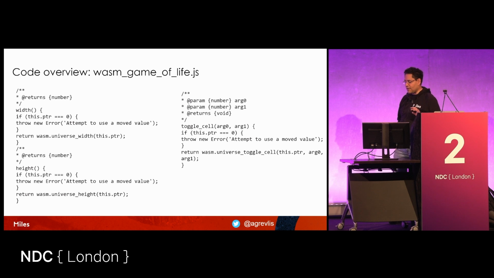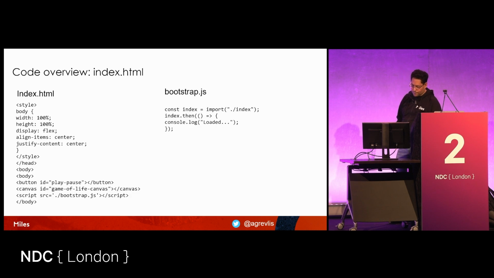And then we have the JavaScript file, which is this glue file. So again, for example, when we try to call toggle cell, you can see it tries to return wasm.universe toggle cell with some input parameters here.